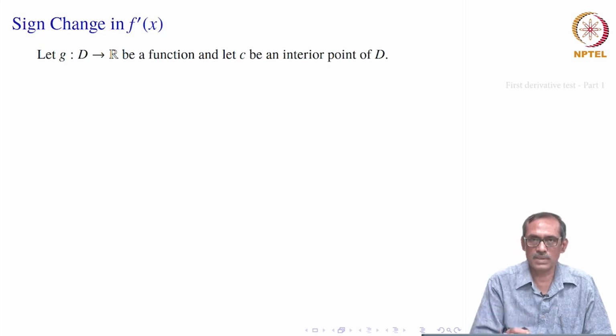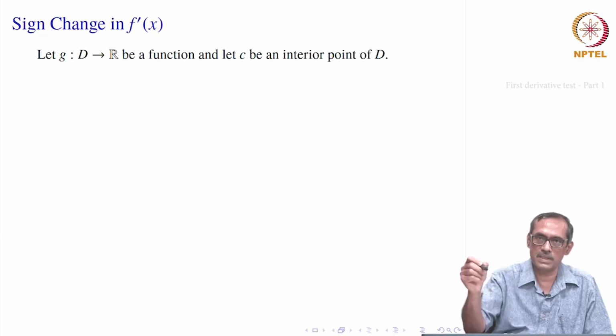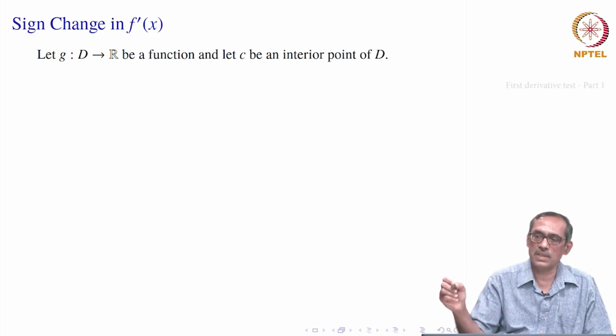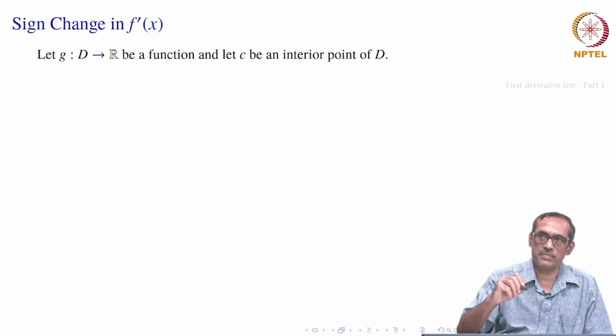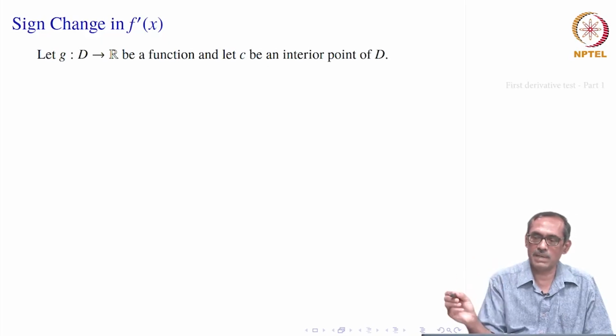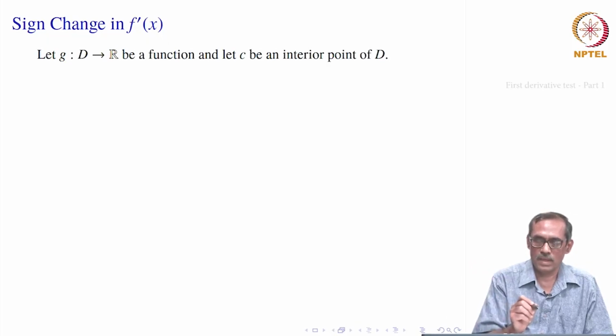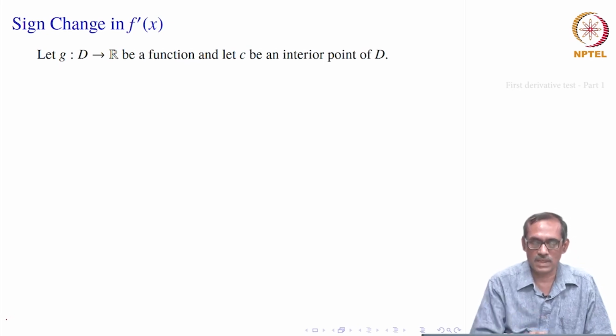So, what we have seen is that f prime x is greater than 0, so f increases, and then since it is a local maximum, it is decreasing. So, f prime is less than 0 there, that is what we have found out. That means f prime is positive to the left of the critical point and negative to the right of the critical point. At the critical point it is 0. So, that is what we say, some sign change is happening in f prime x. So, let us see what that means.